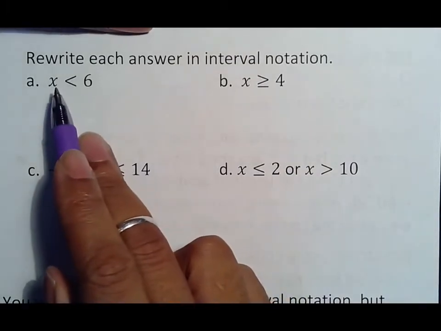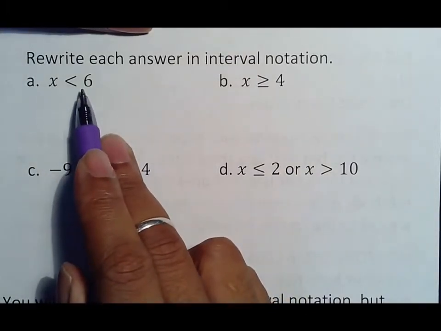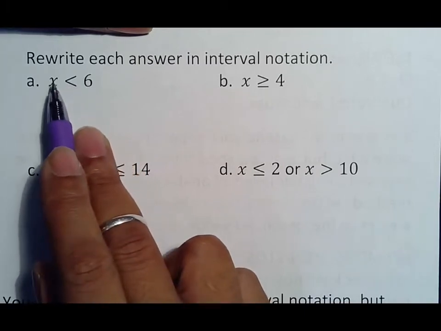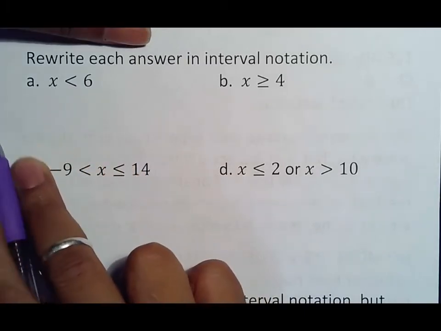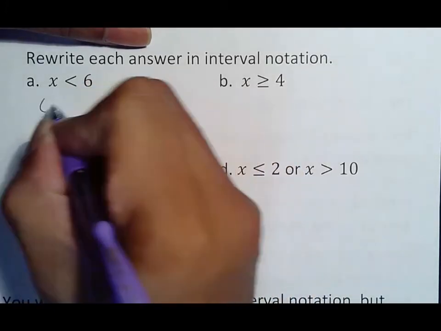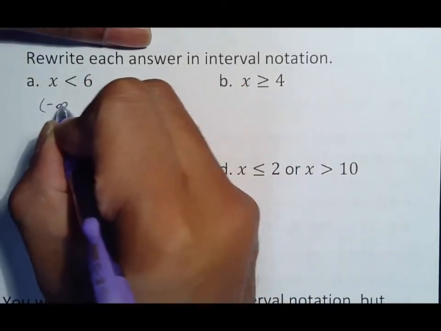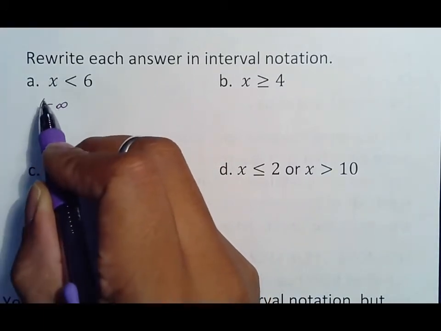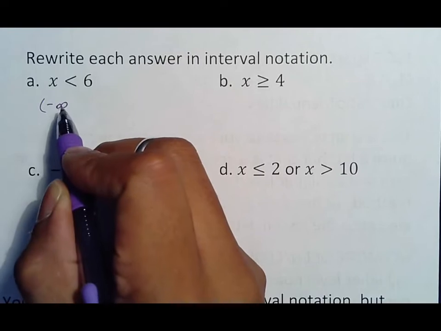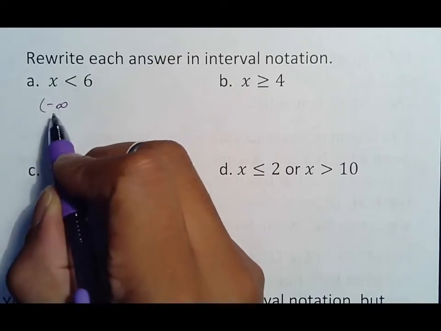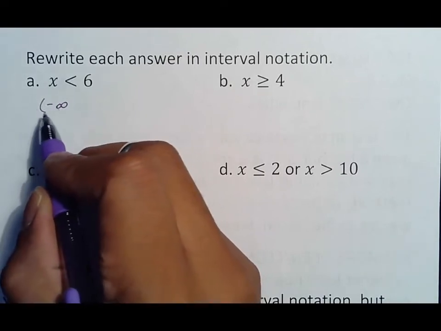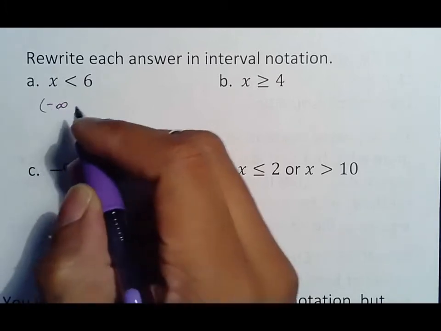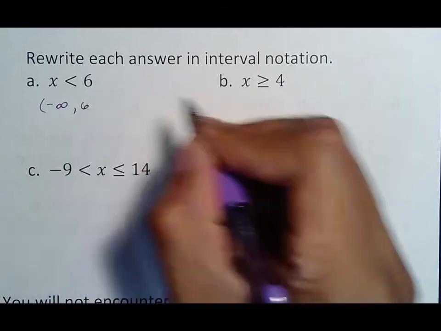What you have to realize is that if x is less than 6, numbers that work are not 6, but 5, 4, 3, 2, 1, 0, all the way back to the smallest number you can think of. And so your interval notation will be everything from negative infinity. Remember, parentheses means do not include it because negative infinity is not a number. You do not use a bracket. You would only use a bracket if you actually had a number to start with, but negative infinity is not a number. So we will start from negative infinity and go all the way up to 6.